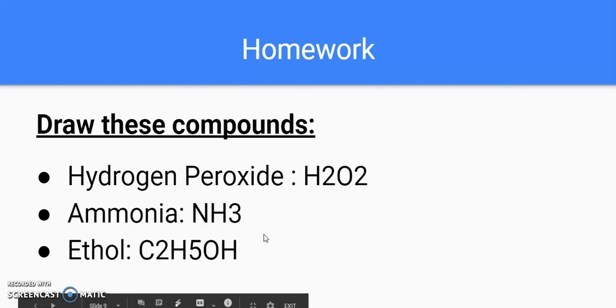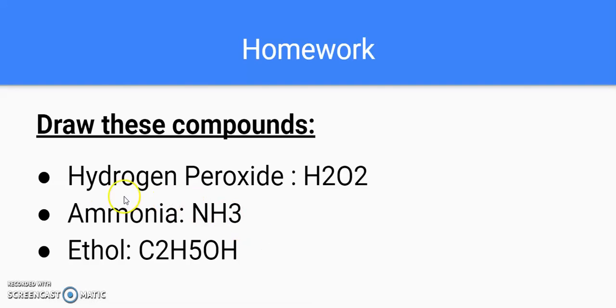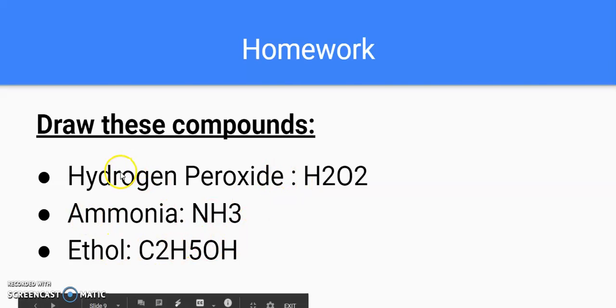Okay, so now for homework, you'll have to draw out and write out these 3 compounds. You have hydrogen peroxide, ammonium, and ethyl. And then just have those ready for the next class.